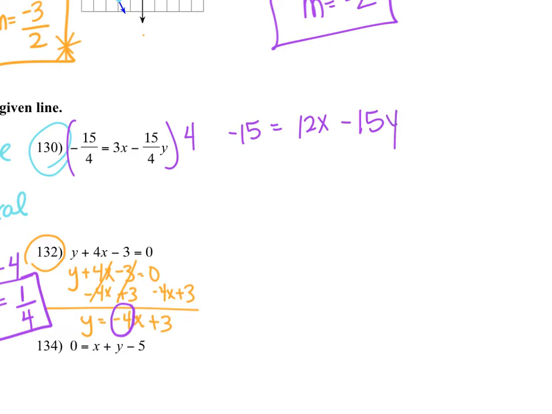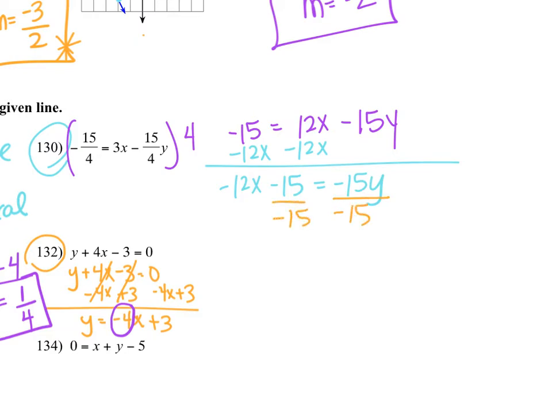And I want y by itself, so I'm going to move the 12x to the other side. So I get negative 12x minus 15 equals negative 15y. And if I divide everything by negative 15, this cancels. So I get y equals 1. And then negative 12 divided by negative 15. If I were to simplify that, divided by 3, I get 4 and 5. So this would be 4 over 5.